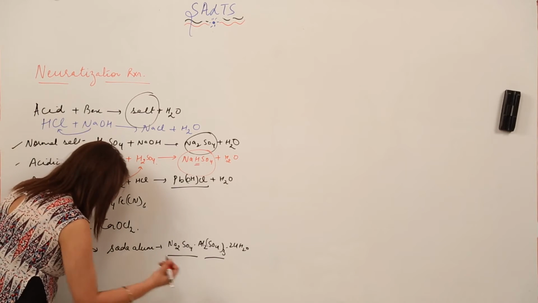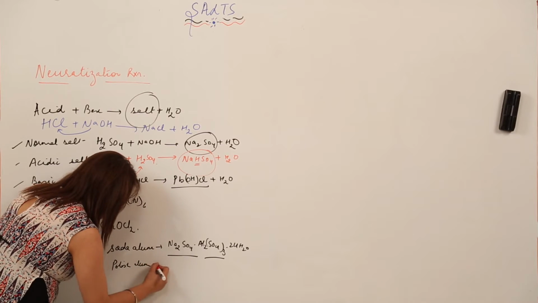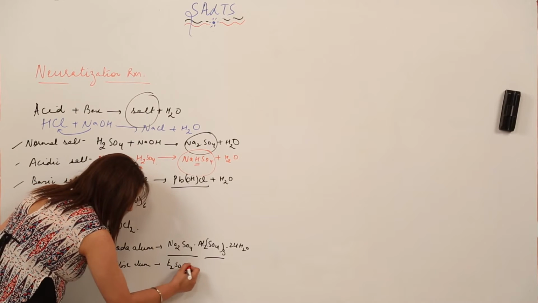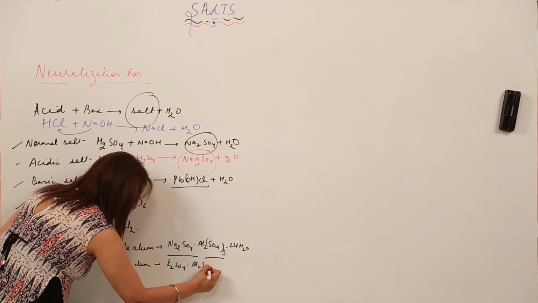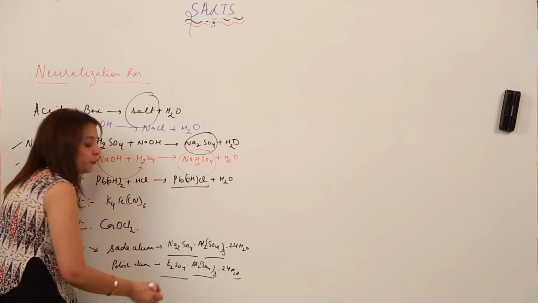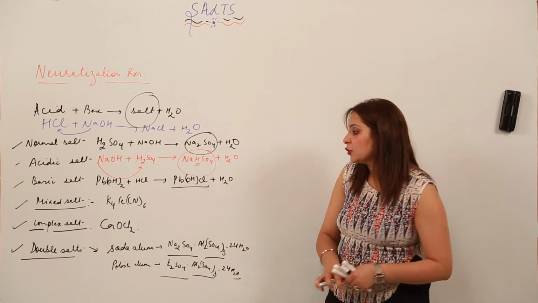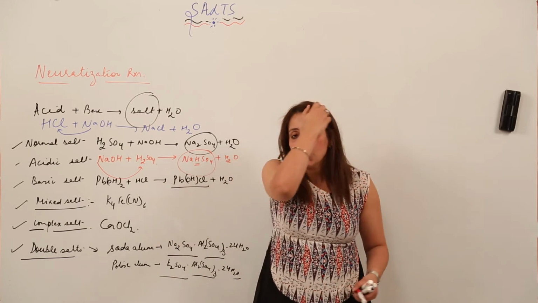Moreover, I have one more example for you, that is the potash alum. So what you get to see, again K2SO4·Al2(SO4)3·24H2O. So again it is formed from the two simple salts, that is the potassium sulfate and the aluminium sulfate. So they are just regarded as the double salts.